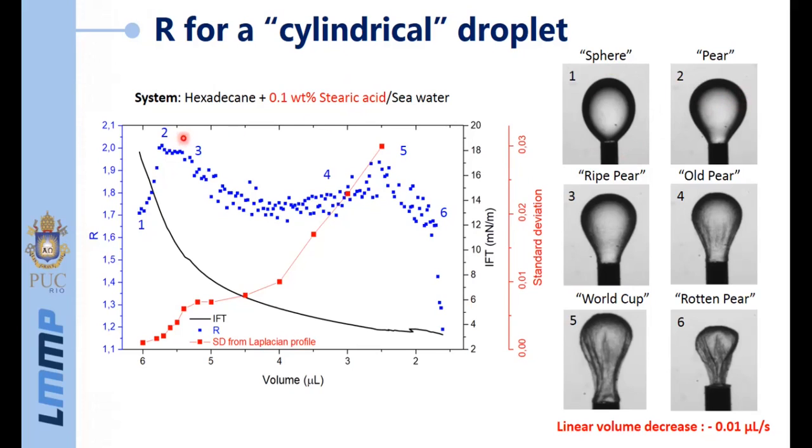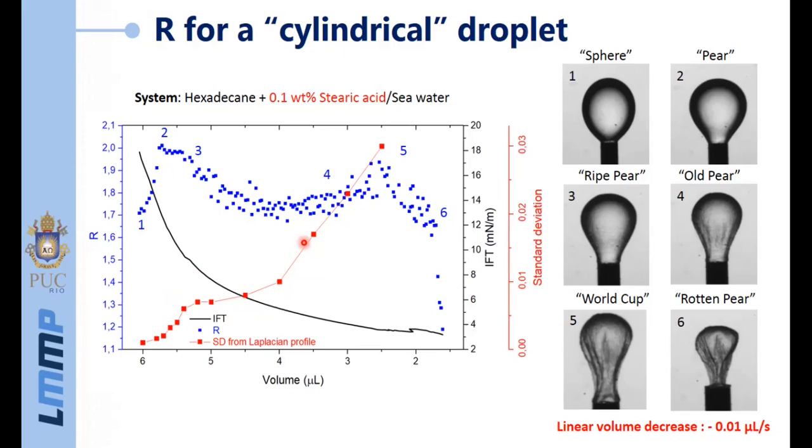After this point, the area and the volume remain constant, and after point 3, roughness begins to appear on the surface of the drop. This is characterized by a decrease of the R parameter, while interfacial tension is not affected. There is no slope break, because in this case the outline of the drop remains the same, so it's quite impossible to notice this change with the interfacial tension. The standard deviation from the Laplacian profile helps to get a better idea of this deviation, because it has the same trend as the R parameter.